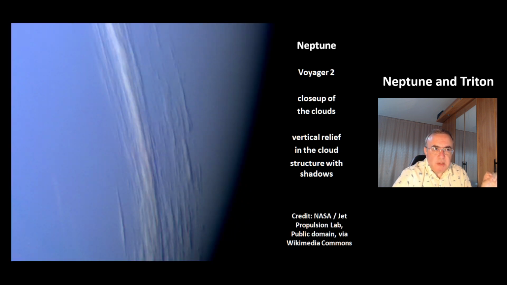This is a close-up of the clouds of the planet Neptune from the Voyager 2 spacecraft. And you can see the clouds have a vertical relief with structure and shadows.